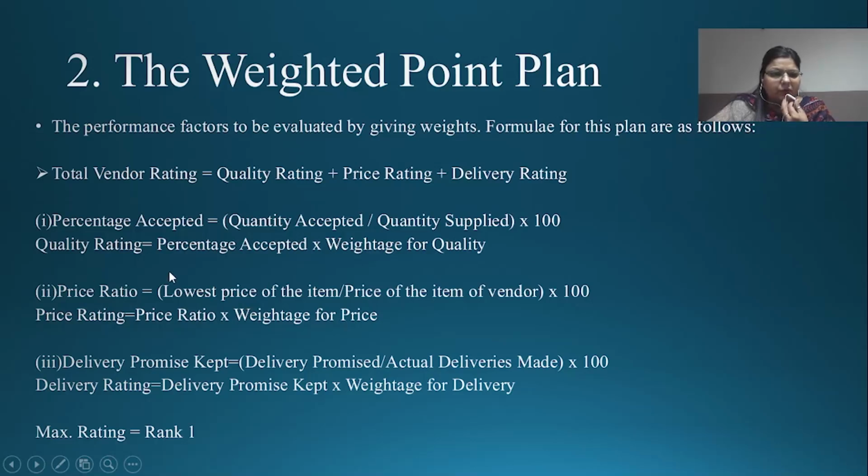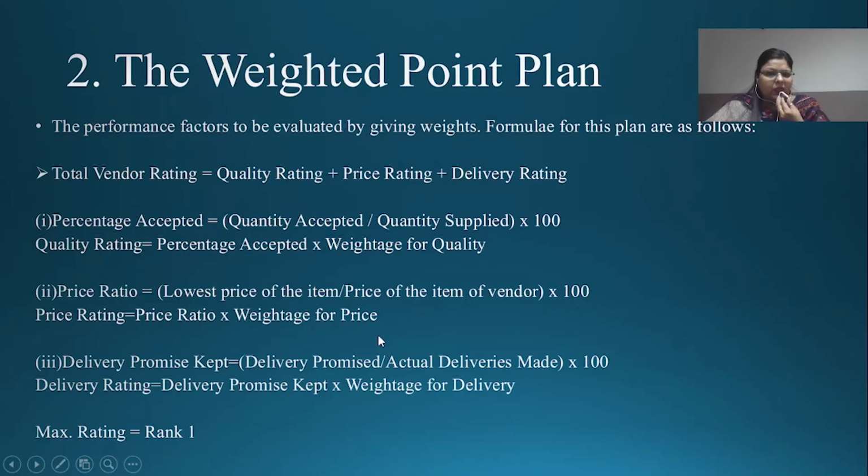Next point is what is price rating? Price rating is equal to the lowest price of the item divided by the price of the item of the vendor, multiplied by 100. Here we can easily calculate the price rating, which is equal to the price ratio and weightage of the price.